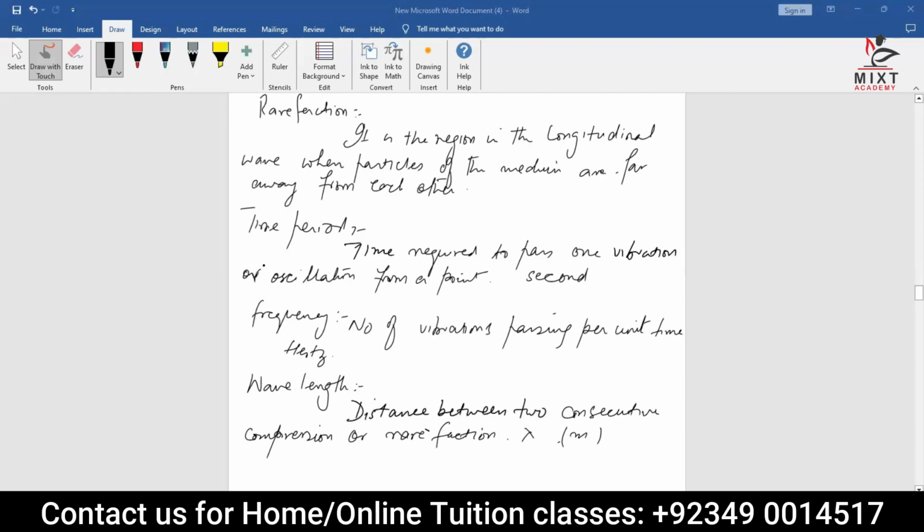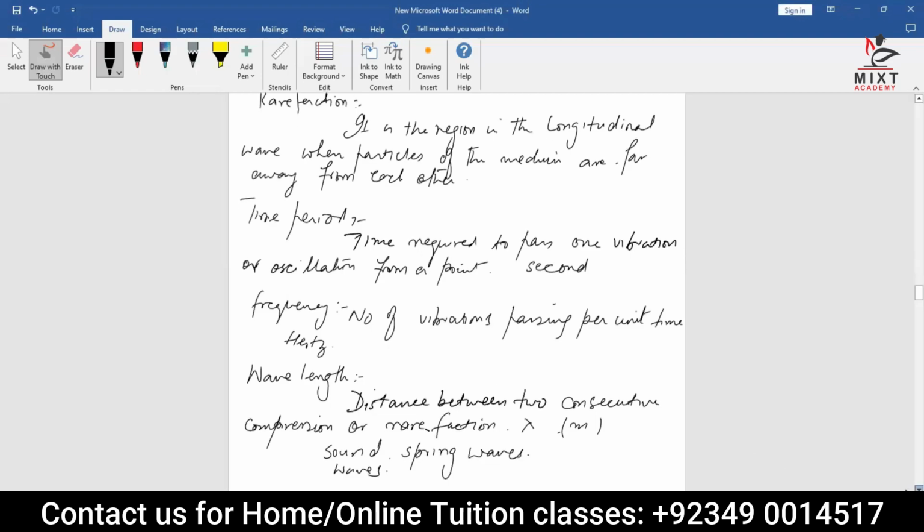What are the examples of this wave? Sound waves. Sound is the best example for them. Waves produced in a spring, or you can say spring waves. Sound waves are the best example, by the way.